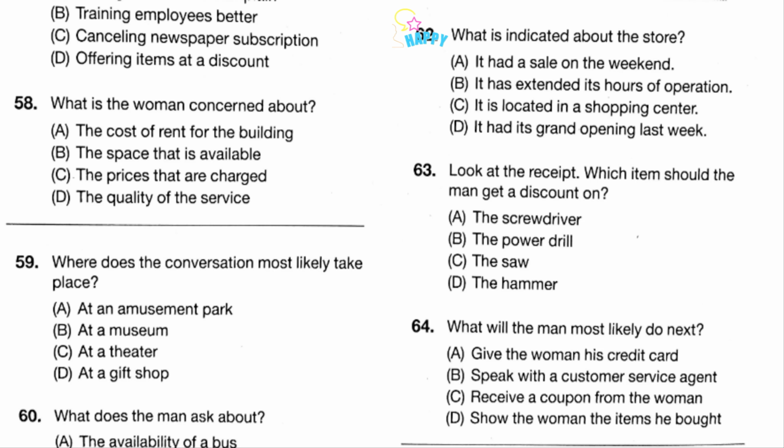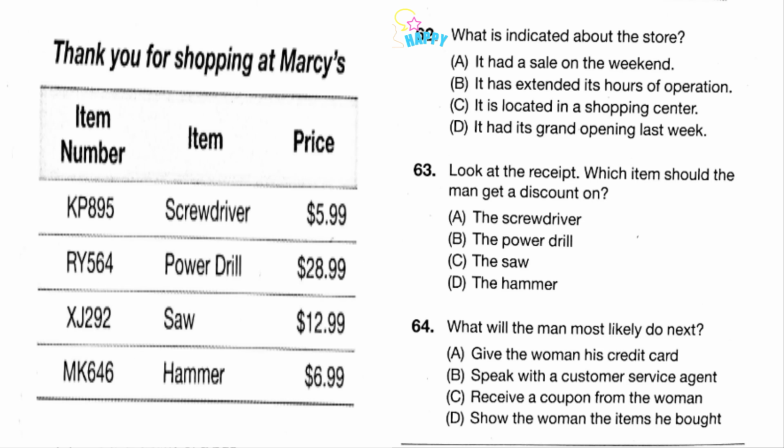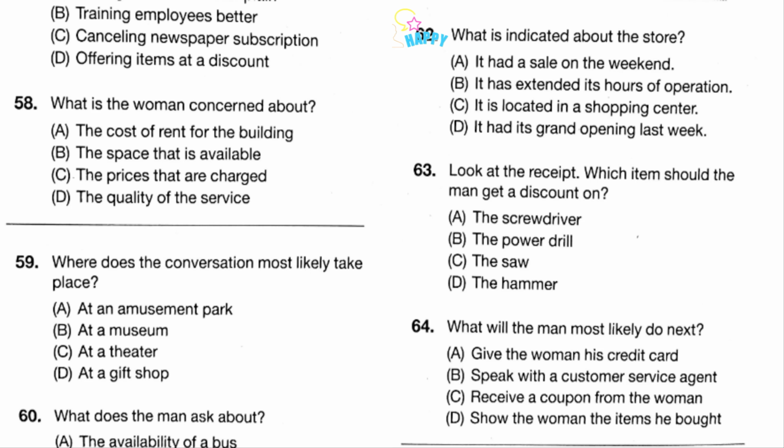Number 62. What is indicated about the store? Number 63. Look at the receipt. Which item should the man get a discount on? Number 64. What will the man most likely do next?